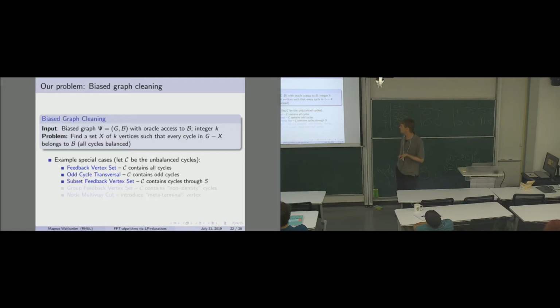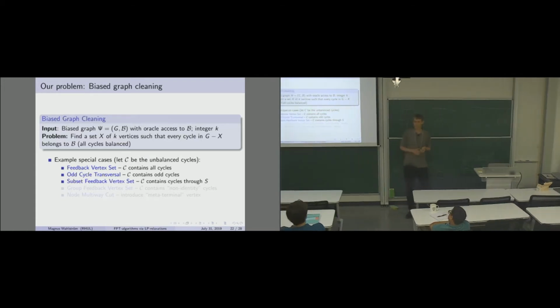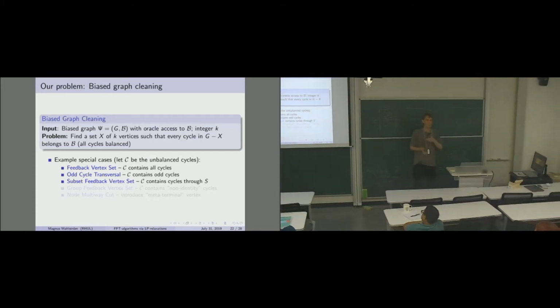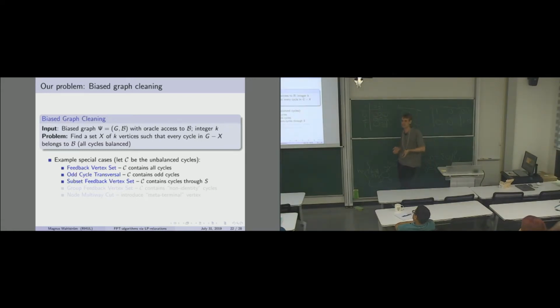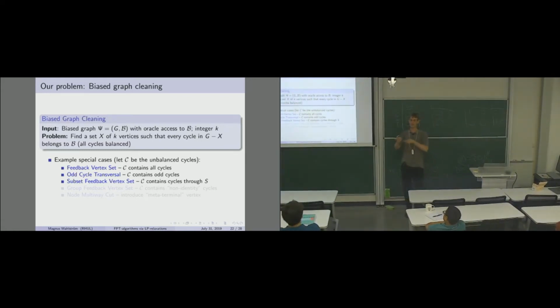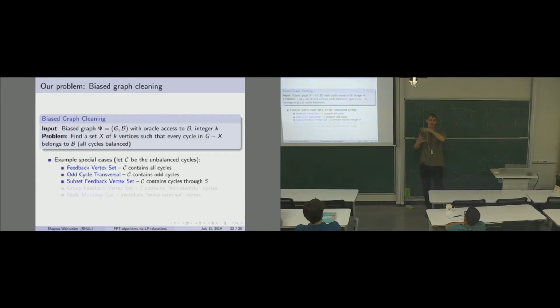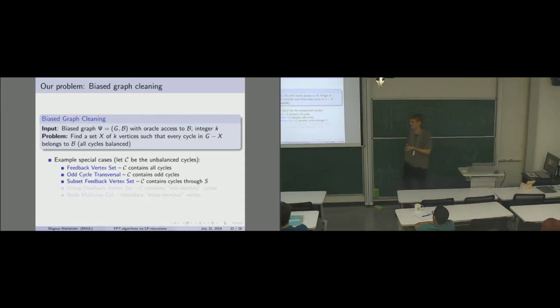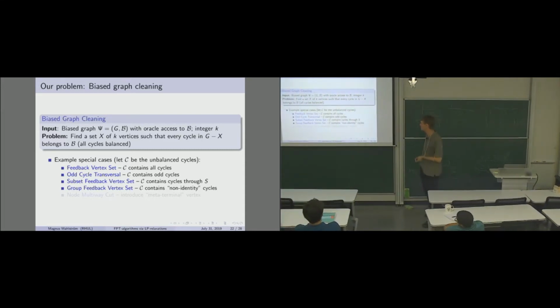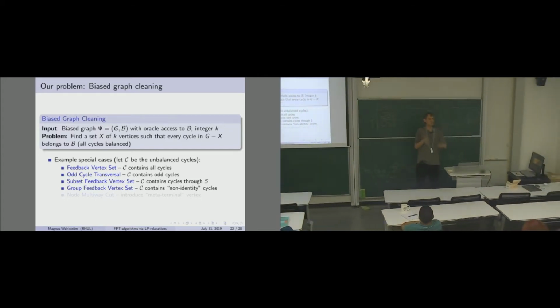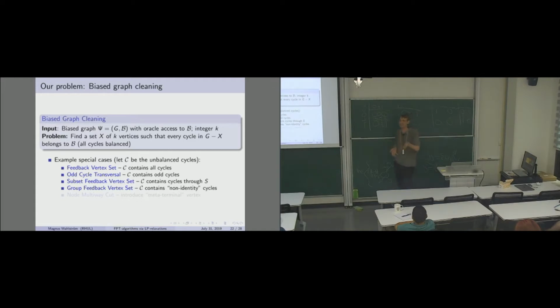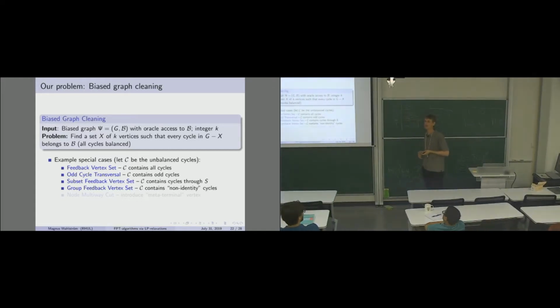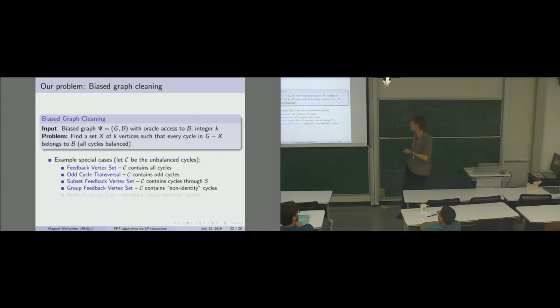Odd cycle transversal, just mentioned. Another problem: subset feedback vertex set. You want to kill cycles that intersect some special set of vertices, S. If you have a cycle through S and you have a chord, obviously at least one of the two parts still intersects S. So this is also one of these examples. You can decorate your graph with elements from a group and say that a balanced cycle adds up to the identity of the group. If you've seen it, you've seen it, but it's an incredibly interesting formulation. It also happens to have this property.